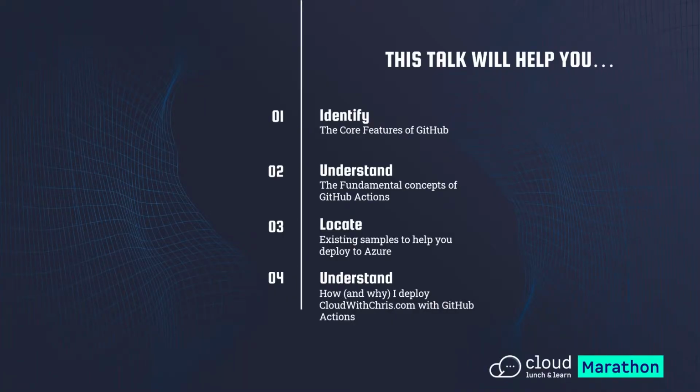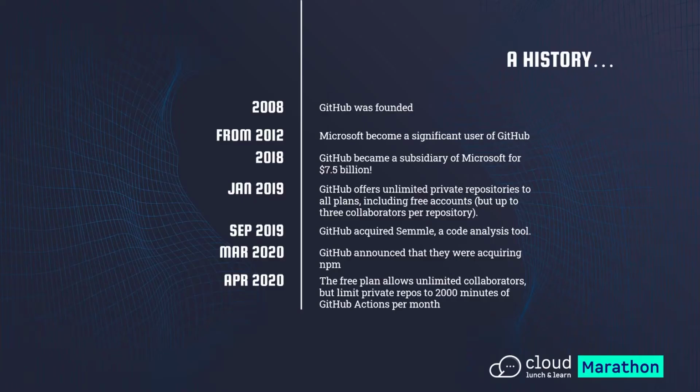So in terms of this session and what we'll be focusing in on here, we'll be focusing on four particular areas. First, being able to identify the core features of GitHub. Secondly, being able to understand the fundamental concepts of GitHub Actions. Thirdly, being able to locate existing samples to help you deploy to Azure. And then finally, maybe most importantly, understand how and why I deploy cloudwithchris.com with GitHub Actions. So let's waste no time, let's jump straight in.